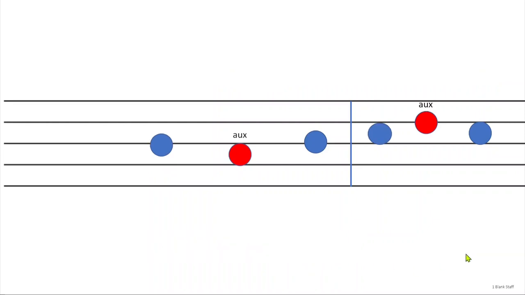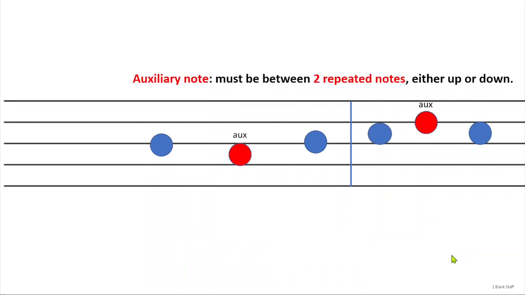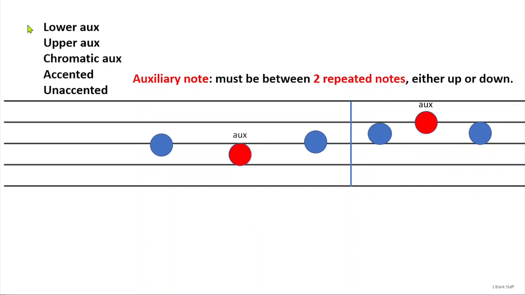The second type, we will look at auxiliary note. Auxiliary note must be between 2 repeated notes, either going up by step or going down by step. It can also be called lower auxiliary, like this, upper auxiliary, or chromatic auxiliary if we add sharps or flats. It can be on the stronger beat, accented, or on the unaccented beat.